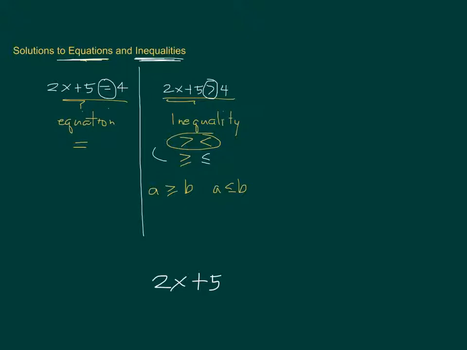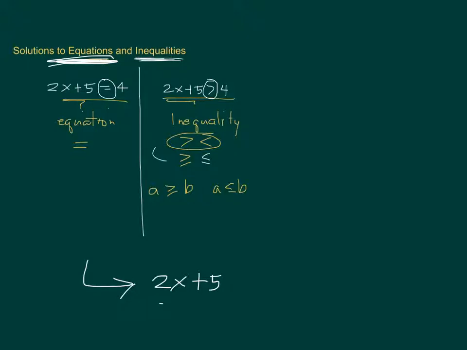Is this an equation? Let's go back to the conditions. Equations have equal sign. Inequalities have the greater than, less than, greater than or equal, or less than or equal. Now I have here 2x plus 5. Is this an equation or an inequality? None? Yes, okay, you're correct. Because it doesn't have an equal sign, it doesn't have an inequality sign, so it's not even part of any of these two.